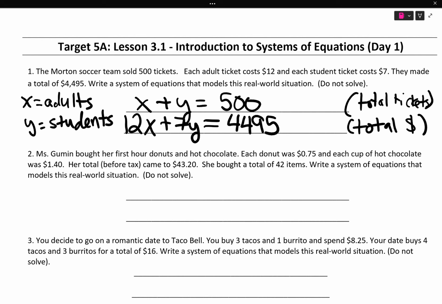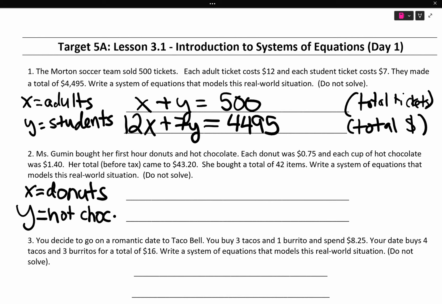Let's write a system. Now, there are two unknown amounts here, or unknown items. The first thing I don't know is how many donuts, because I know how much they cost, I just don't know how many she got. She being me, but in imaginary land. And I also don't know how many cups of hot chocolate my imaginary self bought.